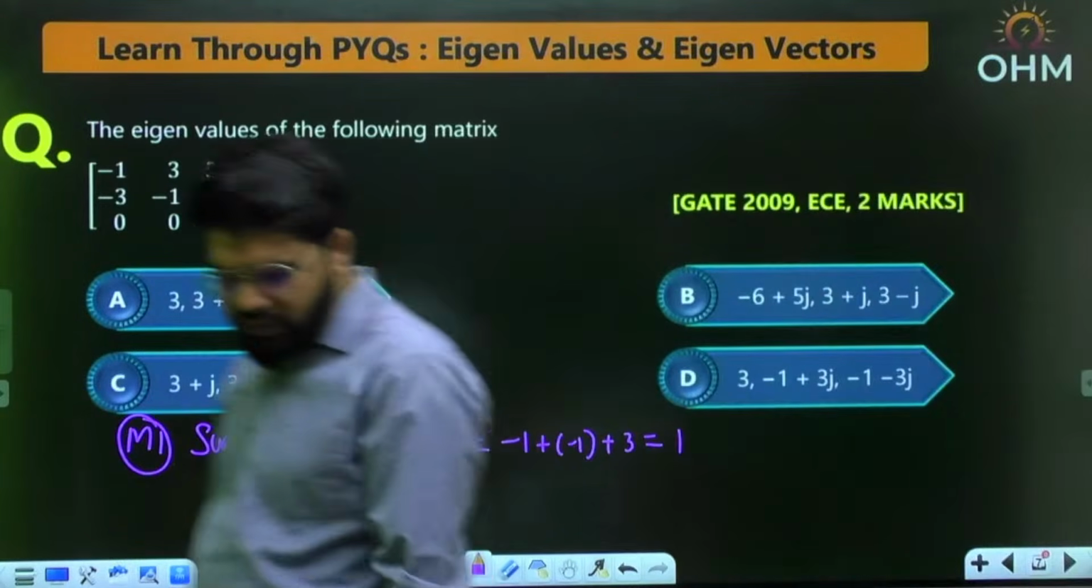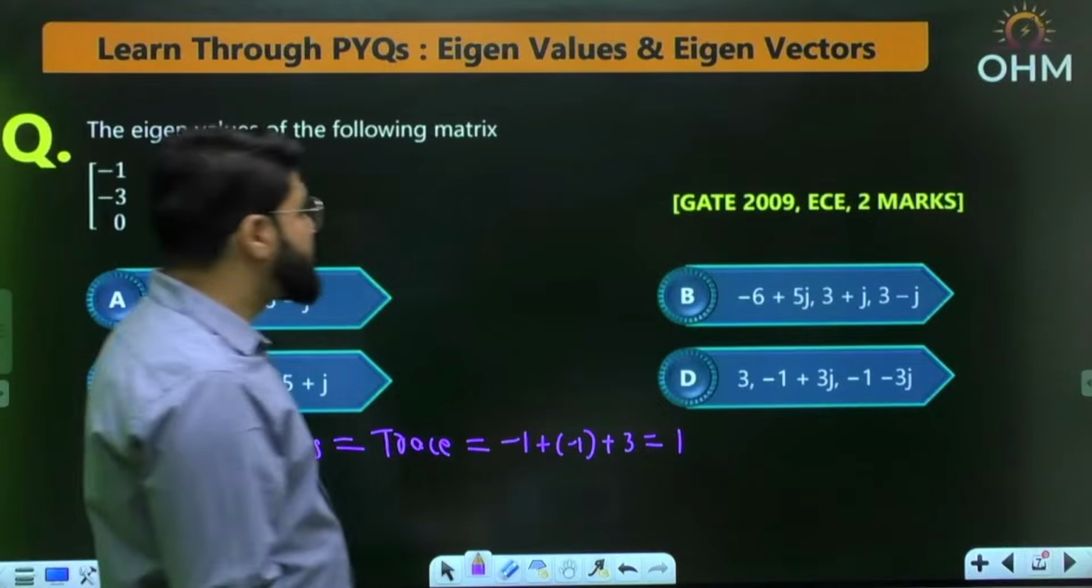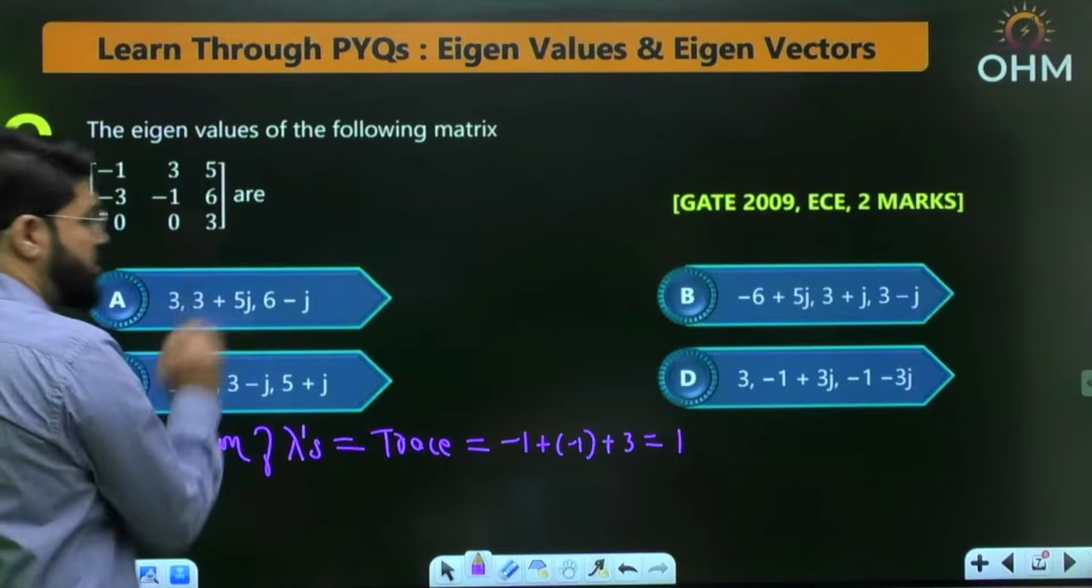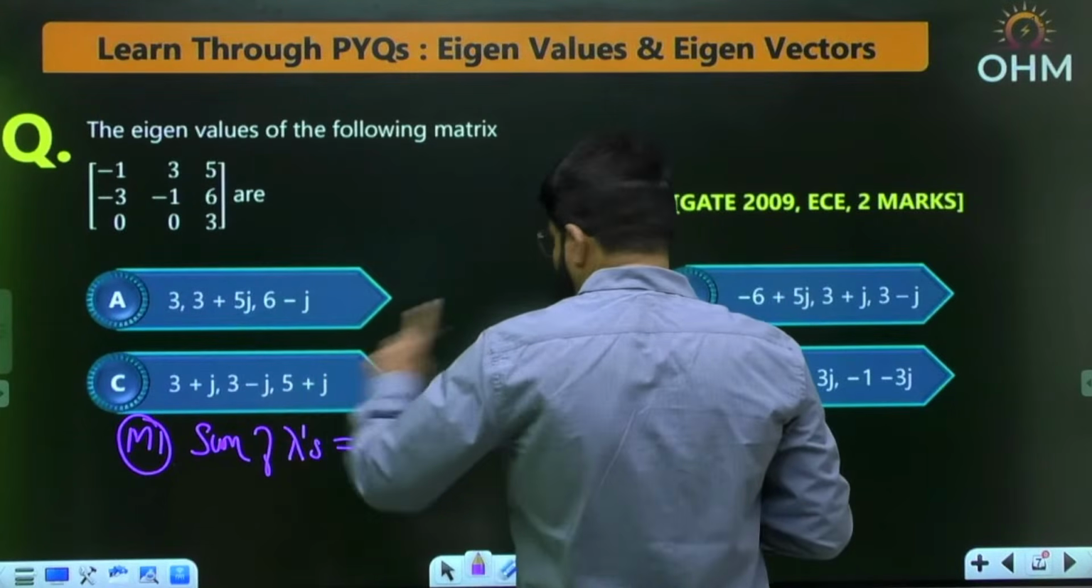This is equal to 1. Correct? Okay. Now, in which option is the sum of eigenvalues equal to the trace? If you add here, 4j will be left. If you add here, 5j will be left. If you add here also, plus j is left.